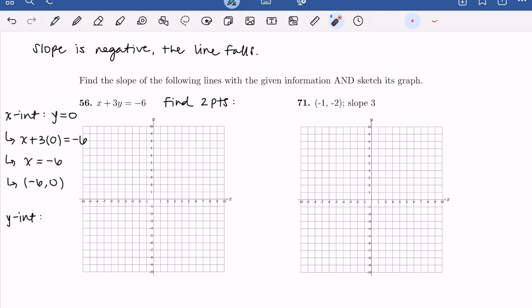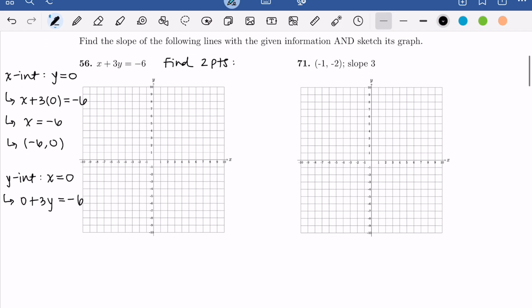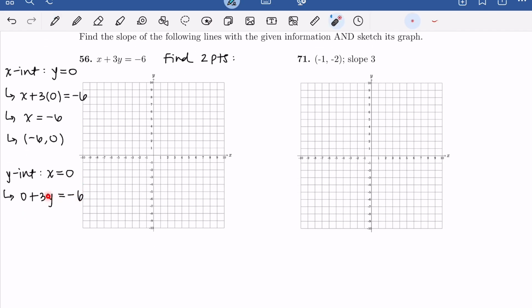Now we'll do the same thing for our y-intercept. In this case, this point is going to intersect this axis, meaning we're not going to move in the horizontal direction at all, so our x value is going to be 0. So we're going to set x equal to 0 and see what our corresponding y value is. Plugging 0 into this equation, we have 0 plus 3y is equal to negative 6. To completely solve for y, we're just going to divide both sides by 3. This tells us that y is negative 2.